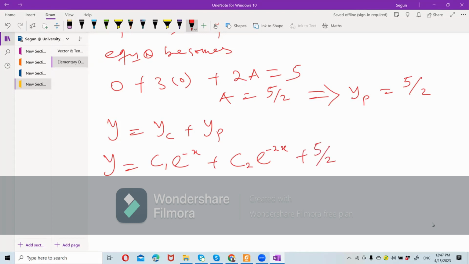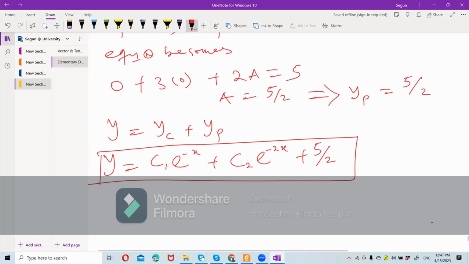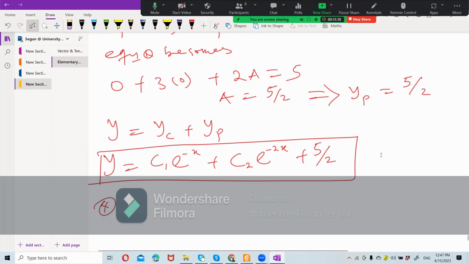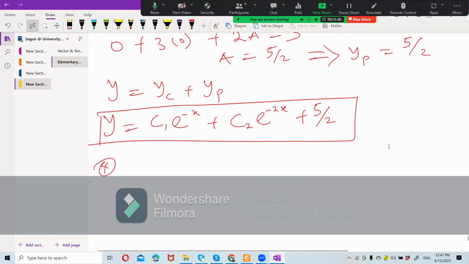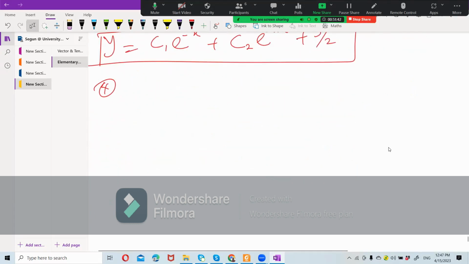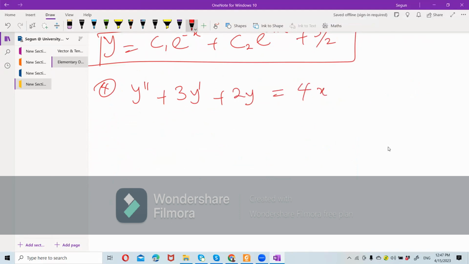Any question? Just raise up your hand if you have any question. Let's look at another example. So when you have y prime prime plus 3y prime plus 2y equals 4x plus 5.